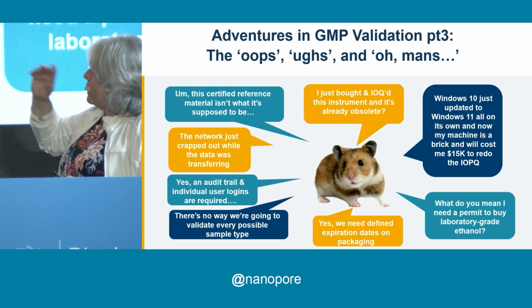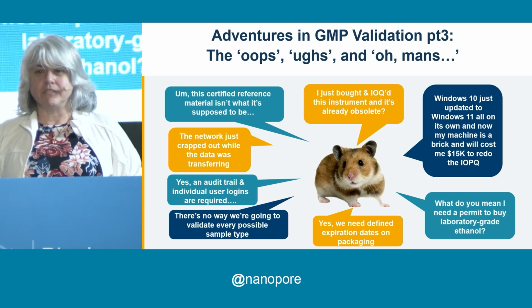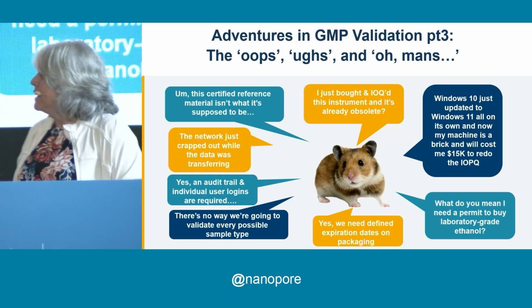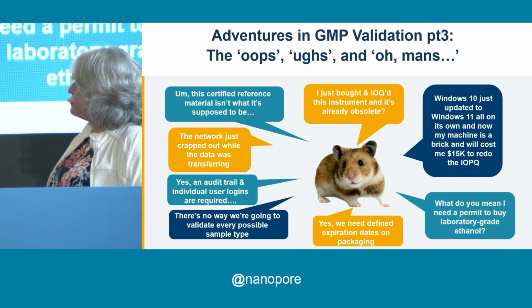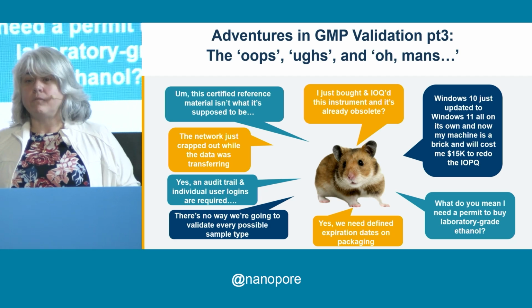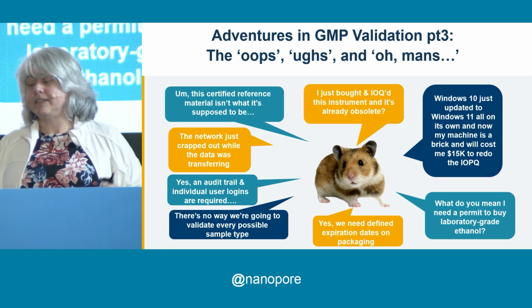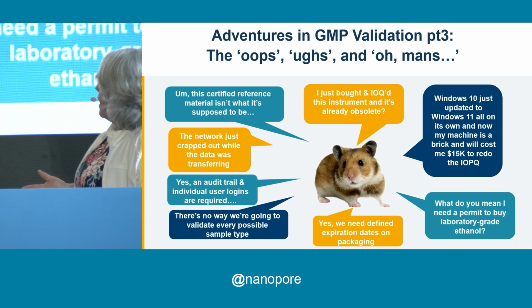My other one that I'd love to happen is when the network just kind of craps out in the middle of data transfer, and you go like, I don't know how much I lost. I don't know where it went. Yes, as I mentioned, audit trails, individual user logins are required. Everyone says, did you validate this sample type? There's no way I can validate every single sample type. I want to do representative validation as I can.